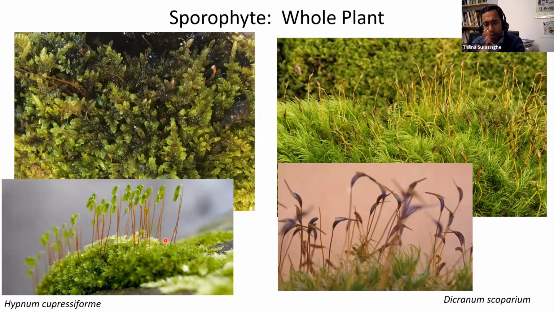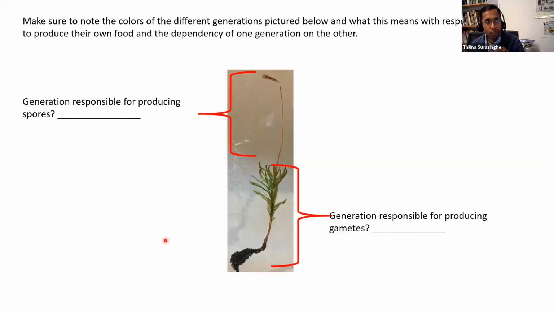Just keep that in your mind. I'm not going to test you on that, because certain plant biologists will debate on that. So again, let's label this. This brownish part on the top is what? That produces spores? Sporophyte. Correct. And the bottom part is?